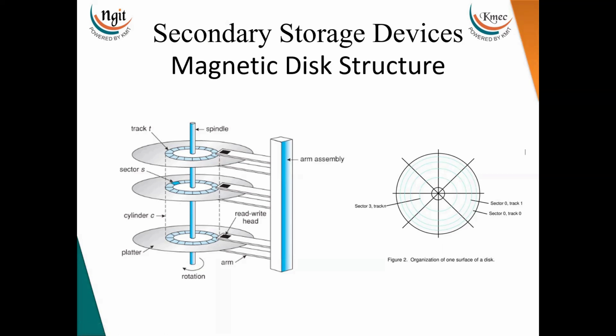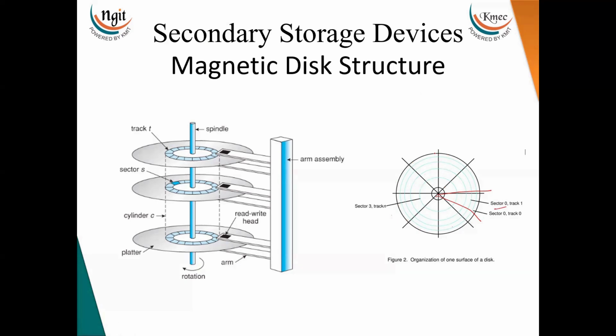The complete disk is divided into concentric tracks. These blue ones are called the concentric tracks. Here you can see track 0, track 1, and so on. N number of tracks are there. And again these tracks are divided into sectors. This is called the sector. This is sector 0, sector 1, sector 2, sector 3, and so many sectors are there. This is about the track and the sector.